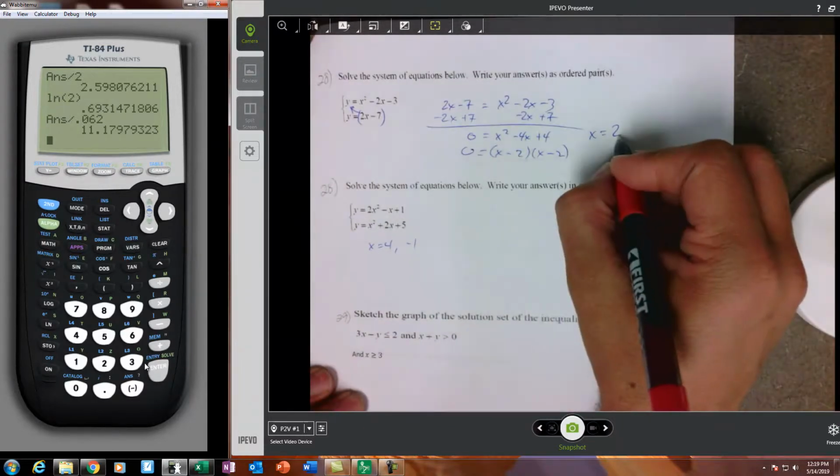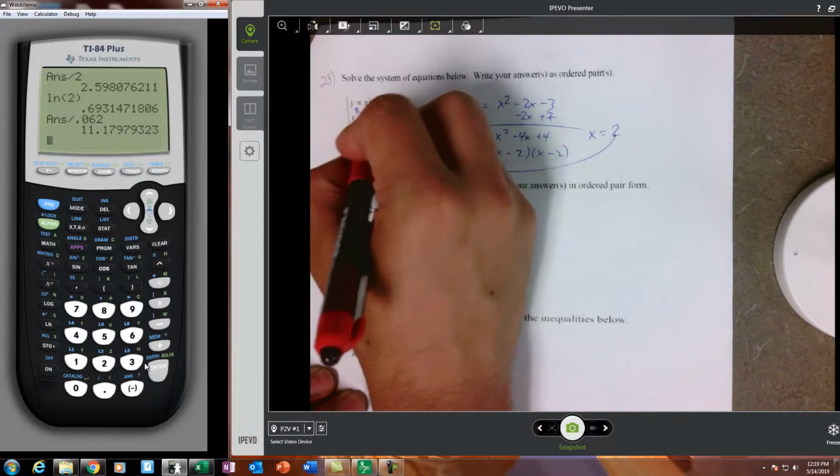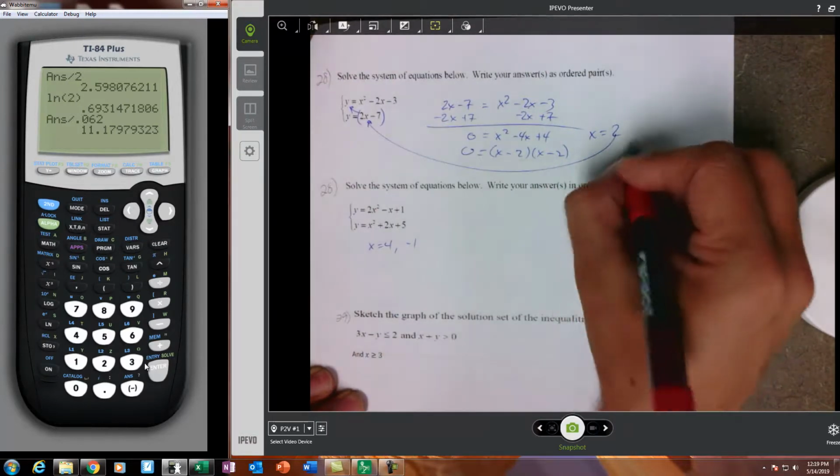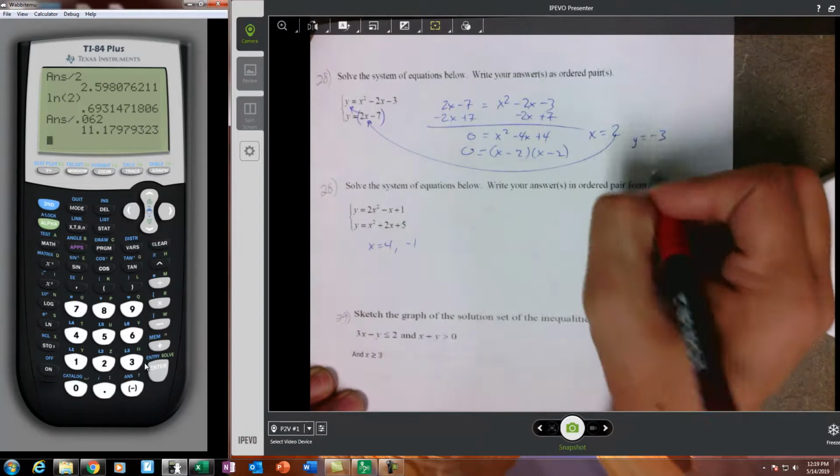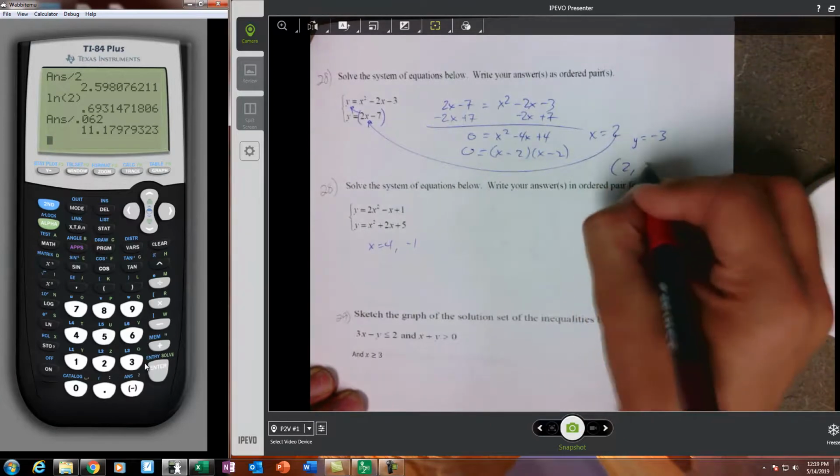Now that I've got that 2, I'm just going to literally plug it in right there. 2 times 2 is 4, minus 3. Y would equal negative 3. So my answer is 2, negative 3.